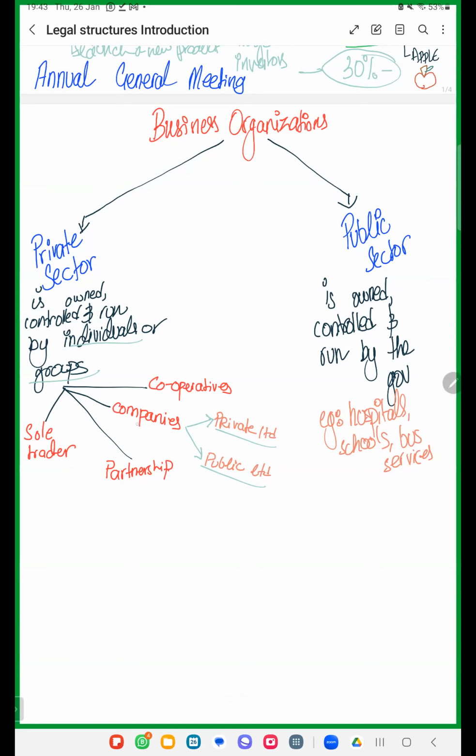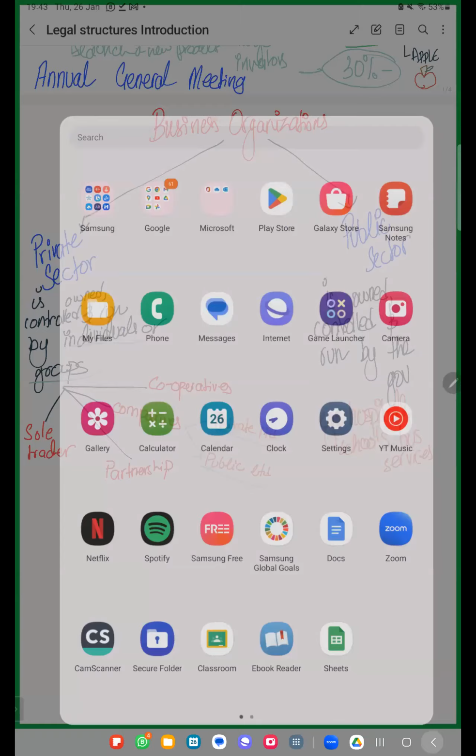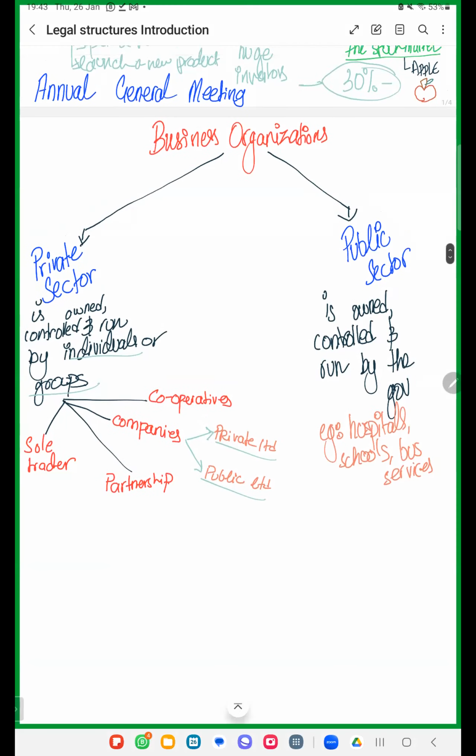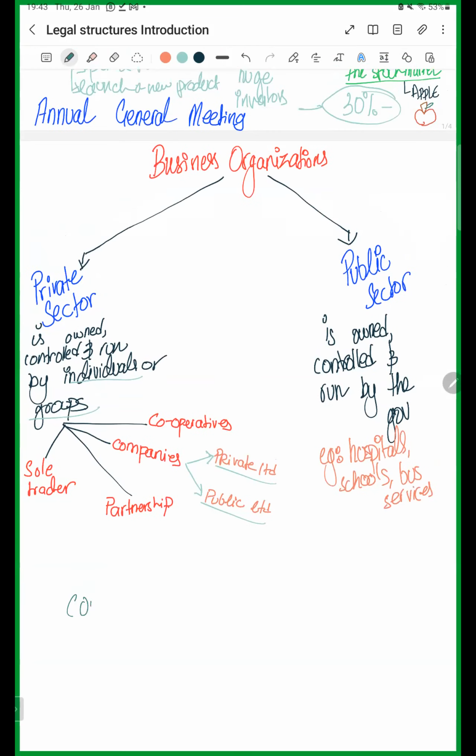Then come limited companies. There are two types of limited companies. These are basically companies that have shareholders. You know what a shareholder is? Shareholders are the investors in your company. They invest money in your company and they get a percentage of profit as dividend, in return, and ownership.